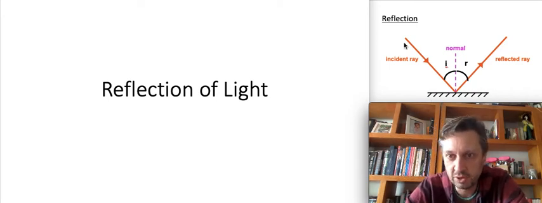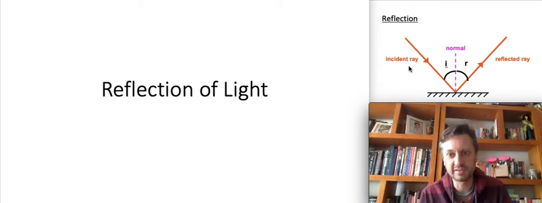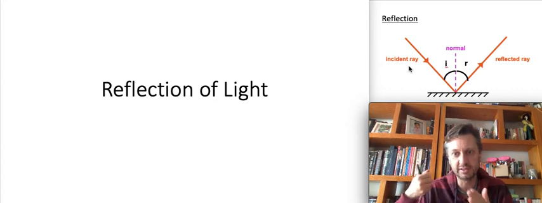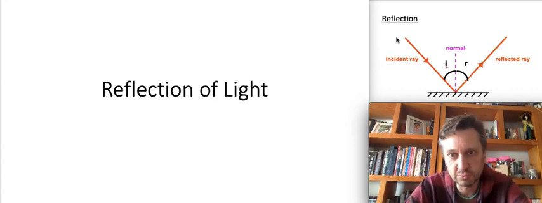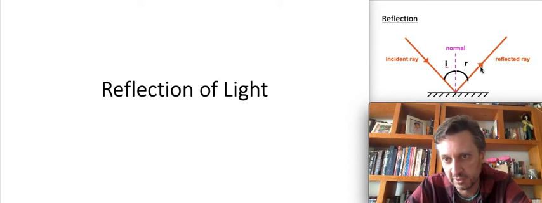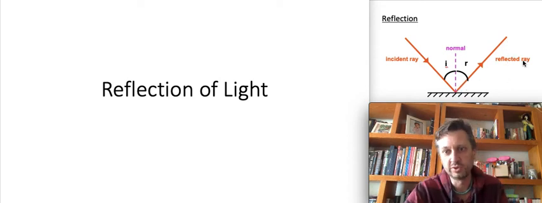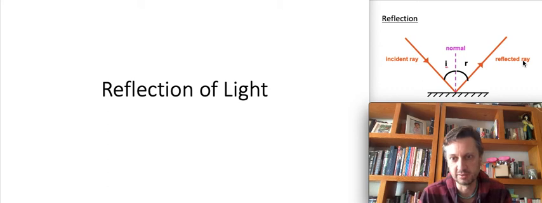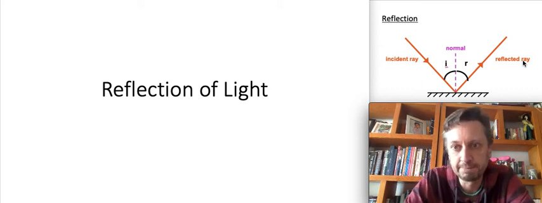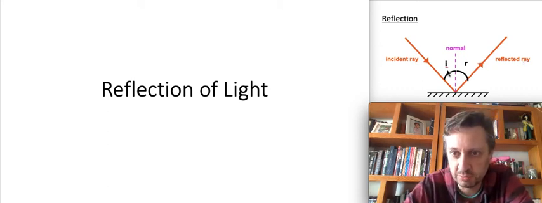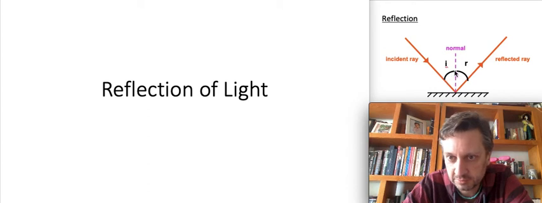Okay, here we've got a ray of light hitting the mirror. That's called the incident ray. Incident means hitting. So this is the one that's coming in to hit the mirror. And here obviously we've got the reflected ray, which is the ray of light that's heading away from the mirror. Okay, and there's two angles we need to know about. There's this angle and this angle.